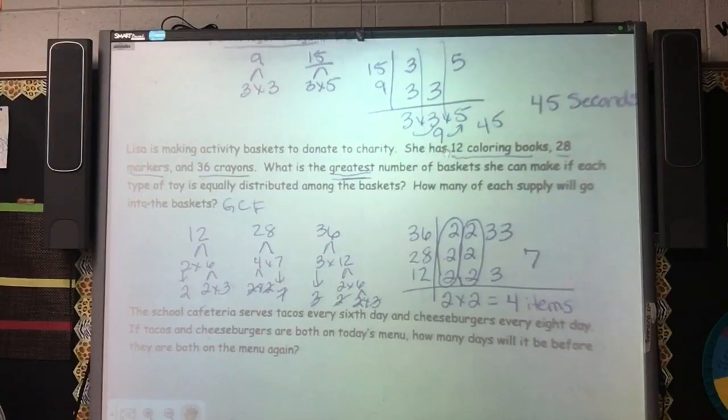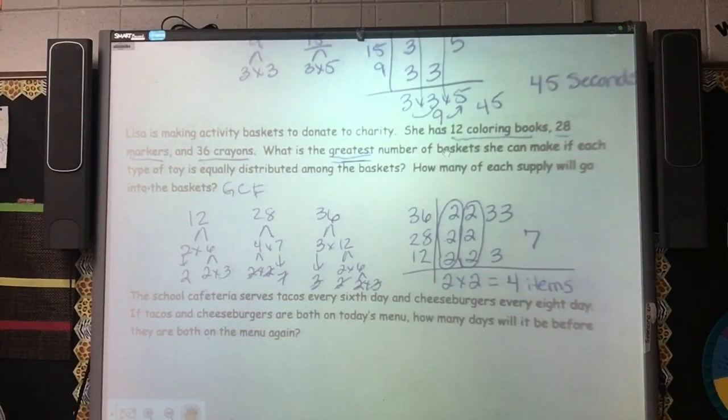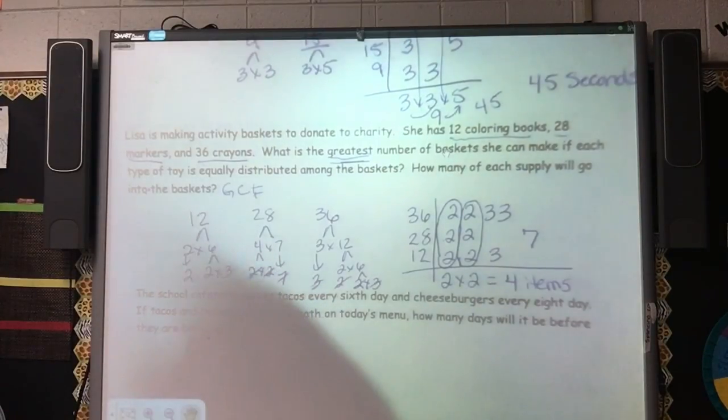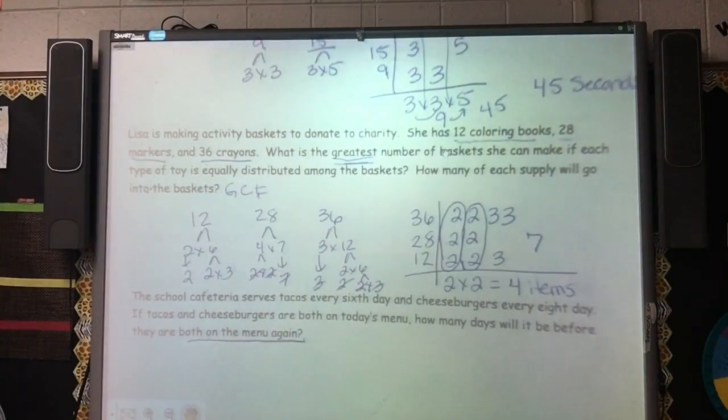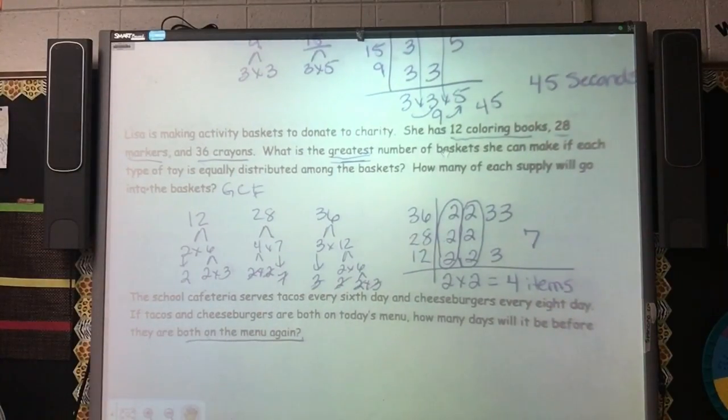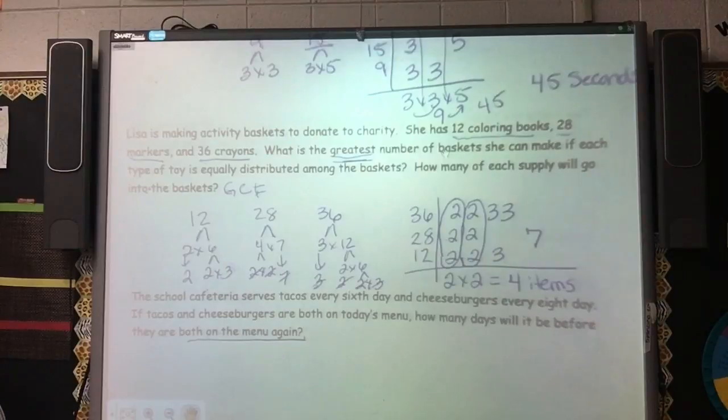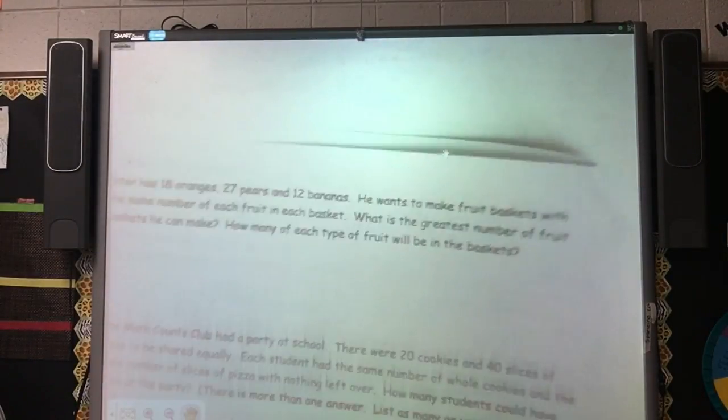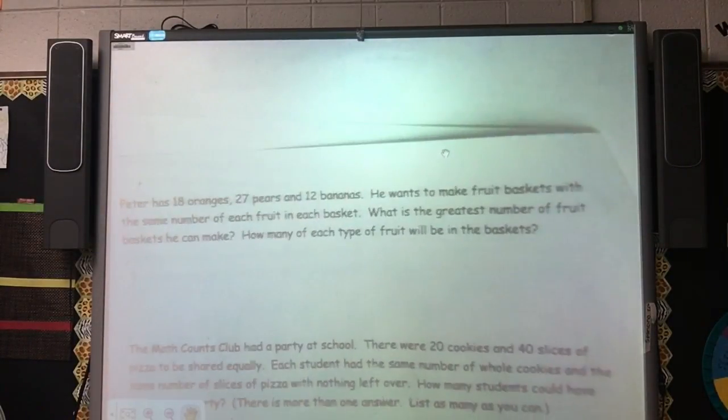The school cafeteria serves tacos every 6th day, cheeseburger every 8th day. If tacos and cheeseburgers are on today's menu, how many days will it be before they're both on the same menu again? Nothing about greatest, nothing about what's the most I can put in each basket. It wants to know, when is it going to happen again? That's going to be your least common multiple. Okay? I'll go over a couple more without doing the work, just so you have the right idea of how to do them.